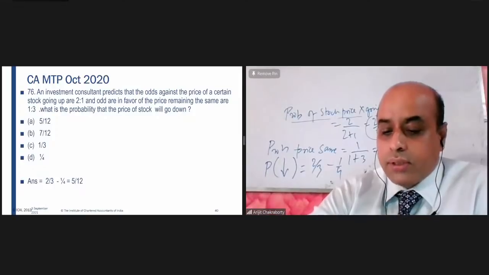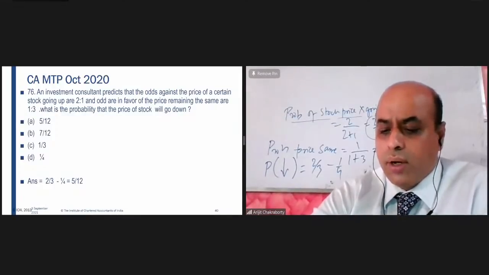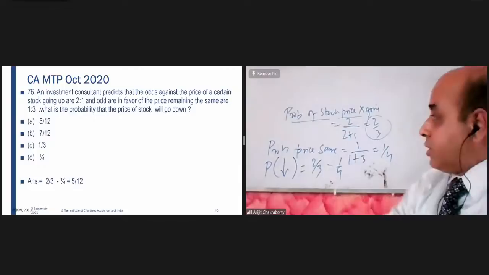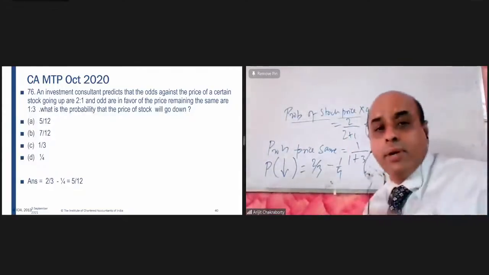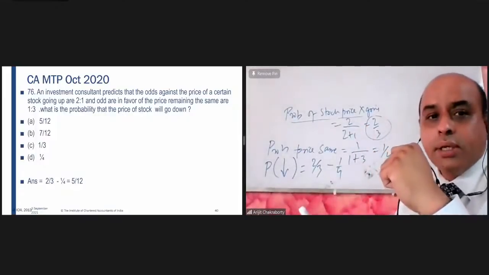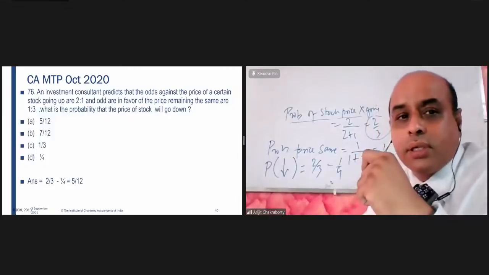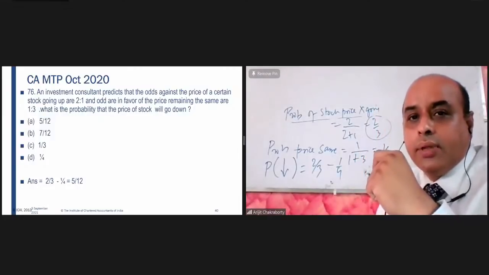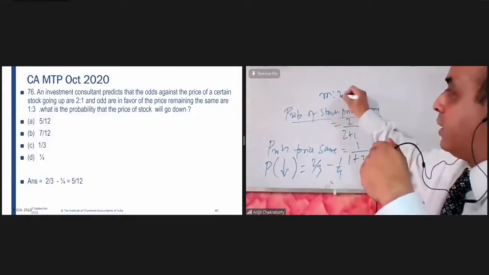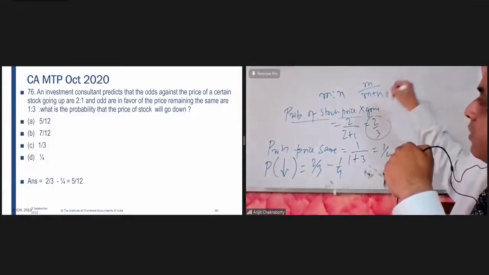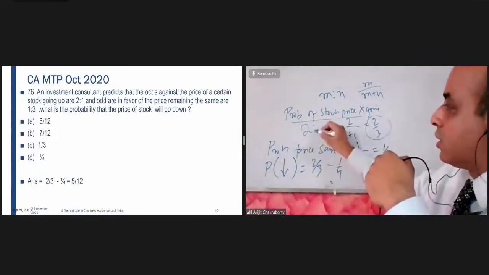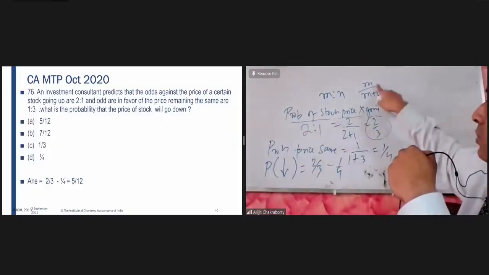Now, one question, let me check. Why are you adding 2 plus 1? Who is asking? Rajashri. Rajashri, please note that this is what I explained in the beginning. You can go back to that part of the video. When it is given that odds in favor or odds against, it is given that the odds against the price of a certain stock going up are 2/1. That means the price will not go up. What is the probability? 2 divided by 2 plus 1. If it is given m by n, then the probability is m divided by m plus n. M is to n. Here 2 is to 1.